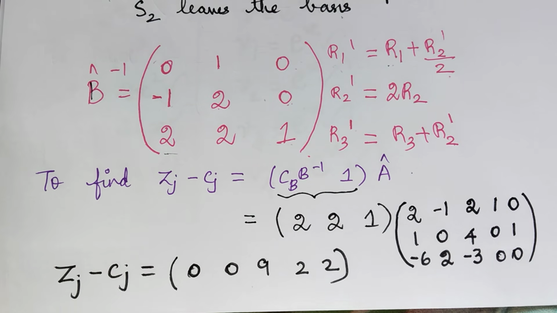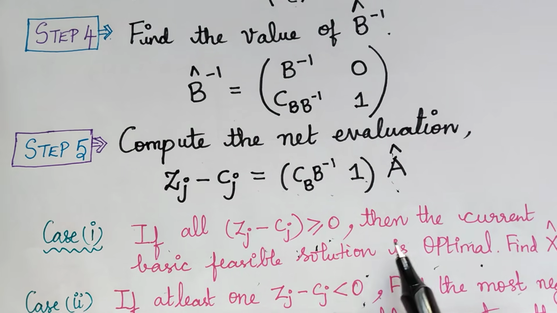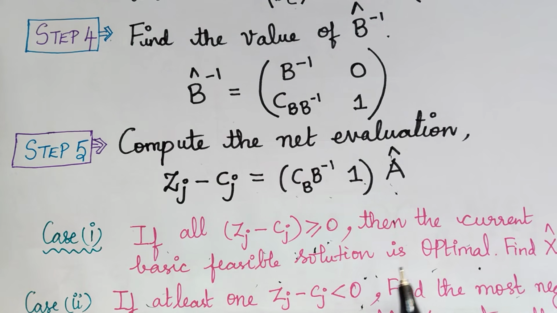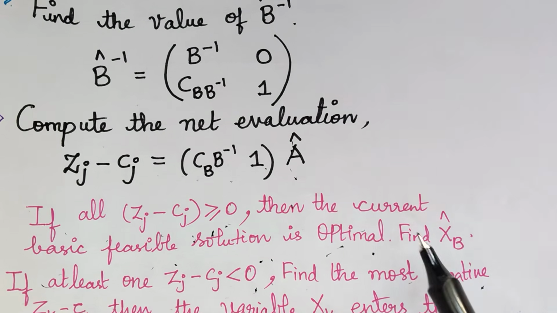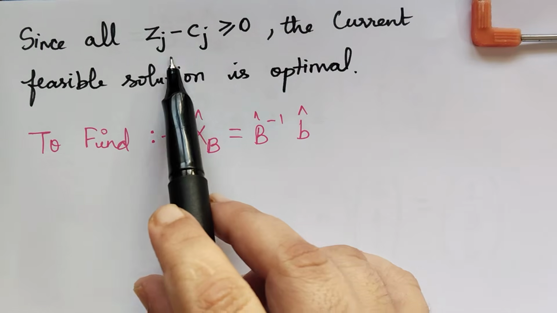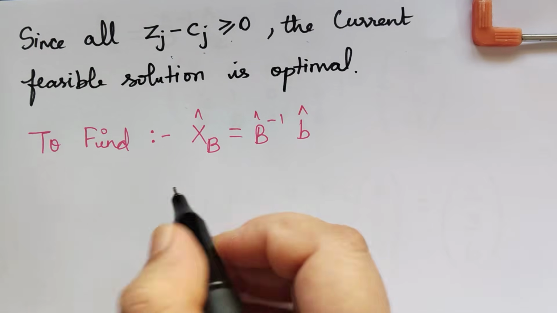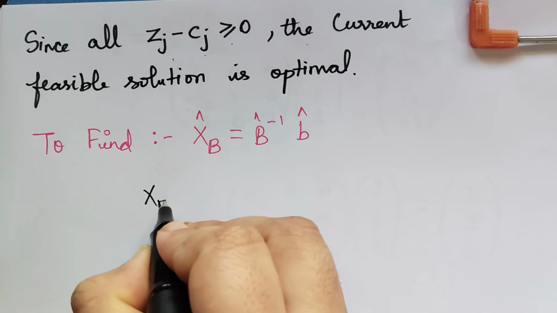Now if all Zj minus Cj is positive, we observe that. So if all Zj minus Cj is greater than or equal to 0, then the current basic feasible solution is the optimal solution. So we have to find xb cap. So let us do that. So since all Zj minus Cj is greater than or equal to 0, the current feasible solution is optimal. So now we have to find this xb cap.